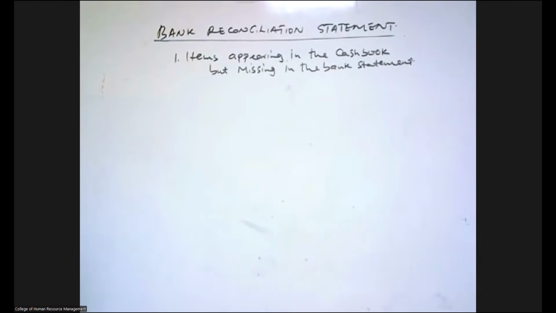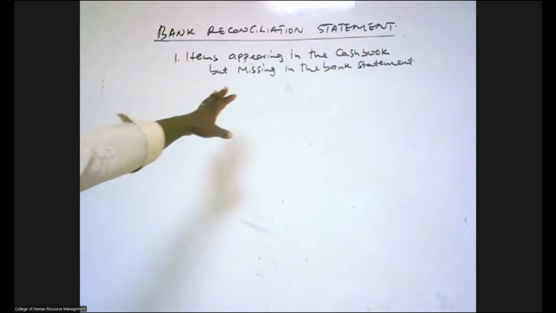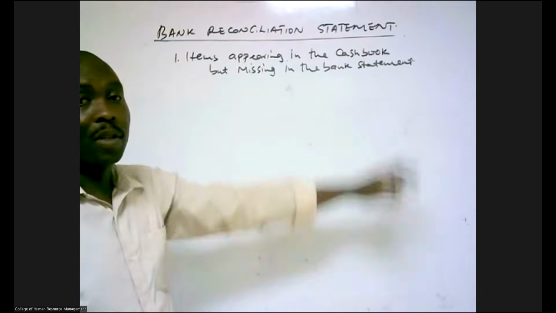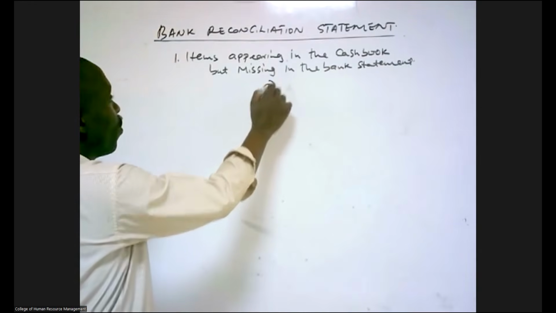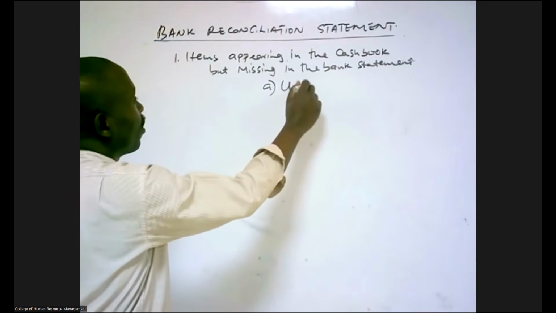Those are items that you find in your cash book, but when you try to trace them in the bank statement, they are nowhere to be seen. Those items are the ones that we are talking about here, items appearing in the cash book but missing in the bank statement. And those items are, number one, A, the unpresented checks.